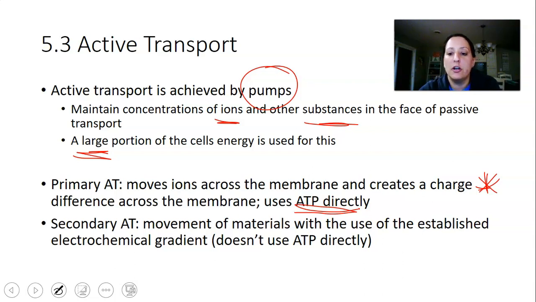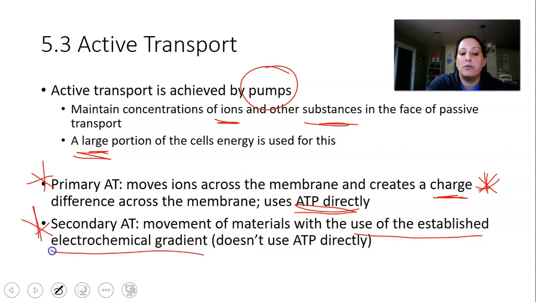Now, once this charge difference, once this electrochemical gradient is established by these primary active transporters, then we get secondary active transport. And so secondary active transport is the movement of materials against their concentration gradient by using the established electrochemical gradient. So ATP is not used directly. Instead, the electrochemical gradient produced here is used. Let me show you an example.